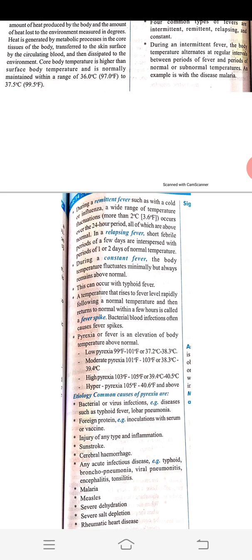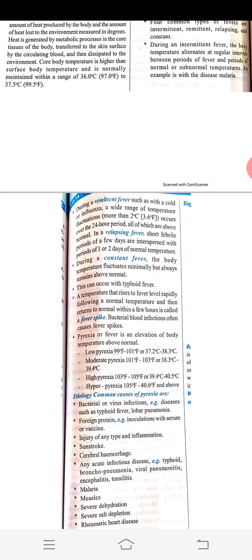When the body temperature fluctuates minimally but always remains above normal, and it does not vary by more than 2 degrees between morning and evening, and does not reach normal, that is known as constant fever. An example is typhoid fever.